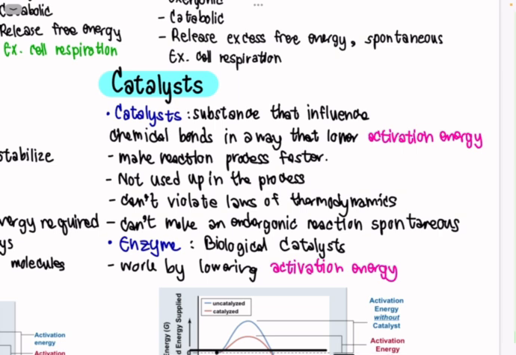Catalysts destabilize chemical bonds in a way that lowers activation energy, makes the reaction process faster, and are not used up in the process. They cannot violate the laws of thermodynamics and cannot make an endergonic reaction spontaneous. Enzymes, biological catalysts, work by lowering activation energy.